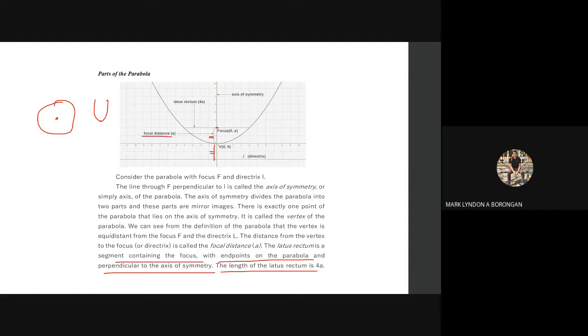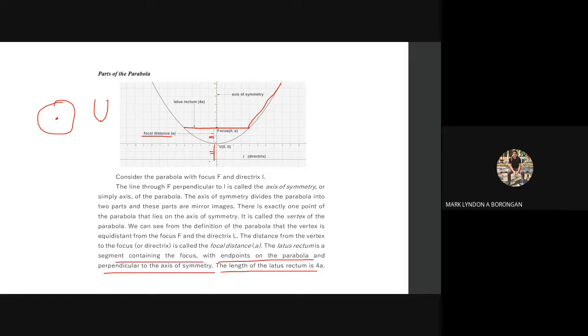All you have to do is, if you have a point, here, you'll just have to draw a line. Draw a line from the focus up until it reaches the point on the parabola. There, it touches the parabola. That is our latus rectum.